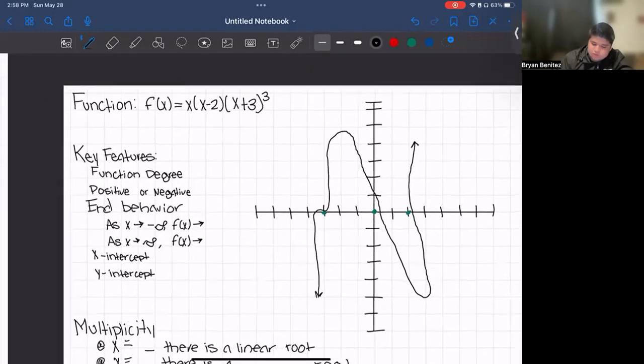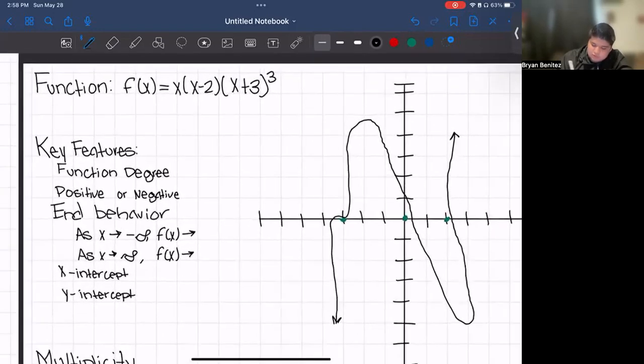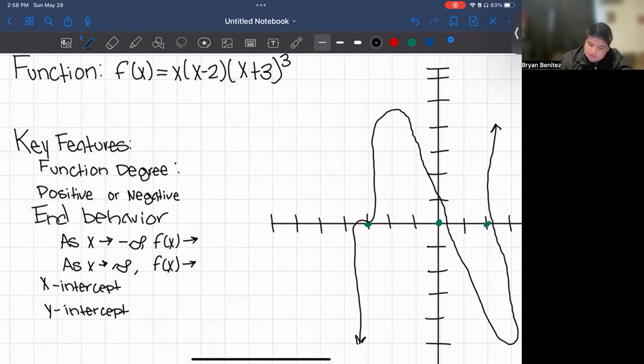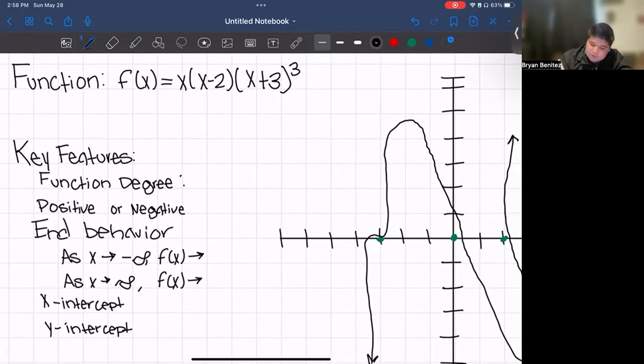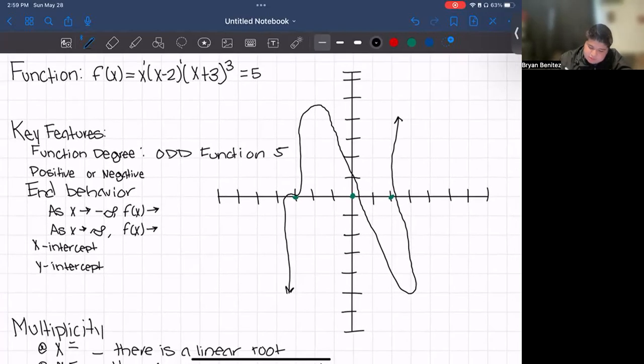Now we can go to function degree. Our function degree is 5, and as you can see, we only have 3 exponents here, but there's an invisible 1 in front of every x, so that gives us a total of 5. So since we have a function degree of 5, it's an odd function because 5 is an odd number. Okay, and because the graph is pointing up, we can tell that it is going to be a positive function.